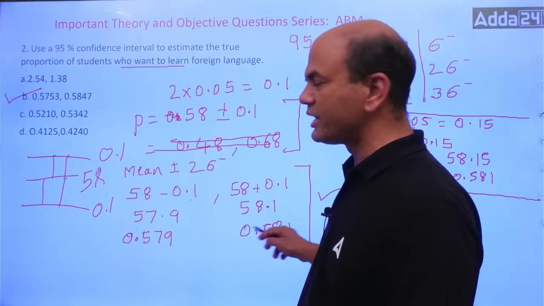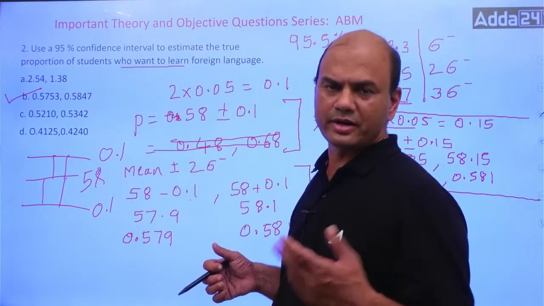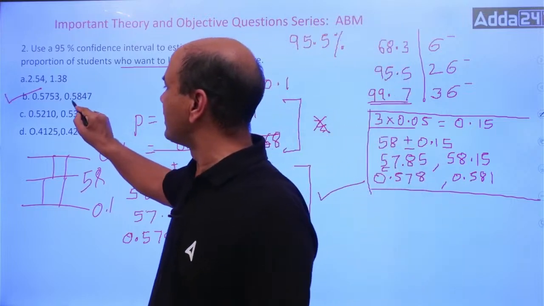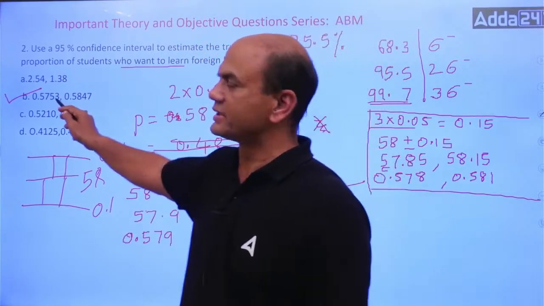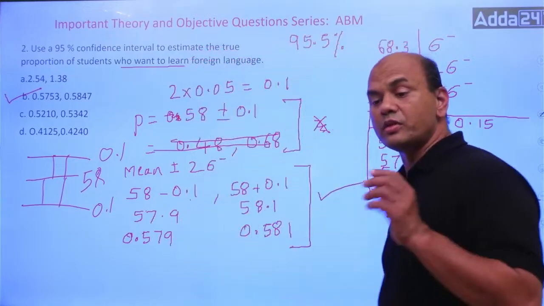58 means you can divide it by 100, because generally in probability and statistics we divide it by 100. So it is 0.58. Where is 0.58? Look at this, maxima. And minima is what? 0.579 something. So this is how you will be solving the problems.